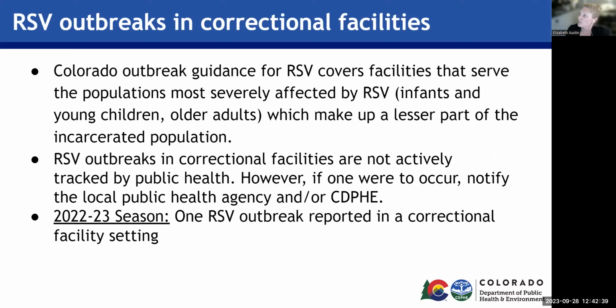So again, these outbreaks are not actively tracked by public health. However, all instances of outbreaks of communicable disease are still considered reportable. So we may not assign an outbreak number. It may depend on whether or not we put it into our database or report it in our yearly surveillance reports or things like that. But we do want to know about these in case we do need to assist. And again, we just had the one RSV outbreak reported last year. Next slide.